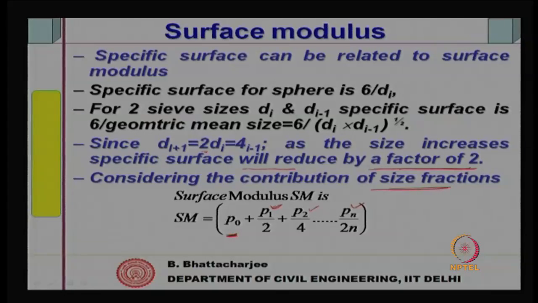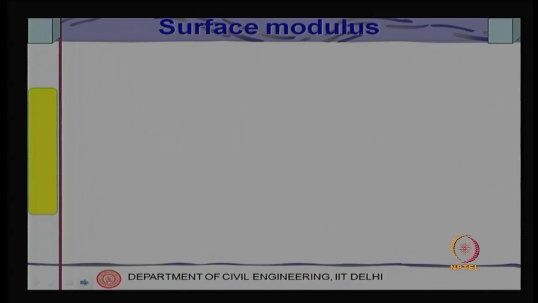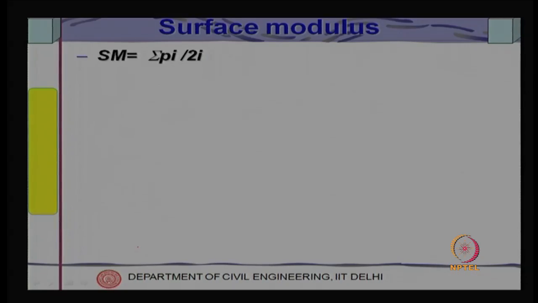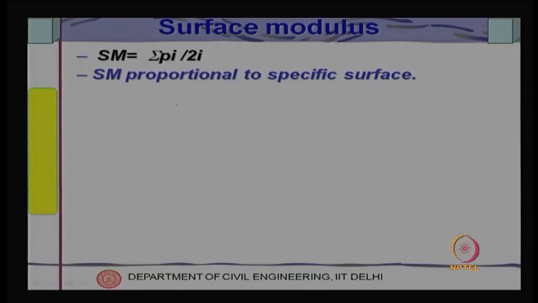So, size contribution will be proportional to this, so if I write this multiplied by d, the smallest size d0, that would give me some approximate value of the specific surface of the aggregate. That is how surface modulus is defined as 2 sigma p I divided by 2 I. If you expand this, that is sigma p I divided by 2 I.